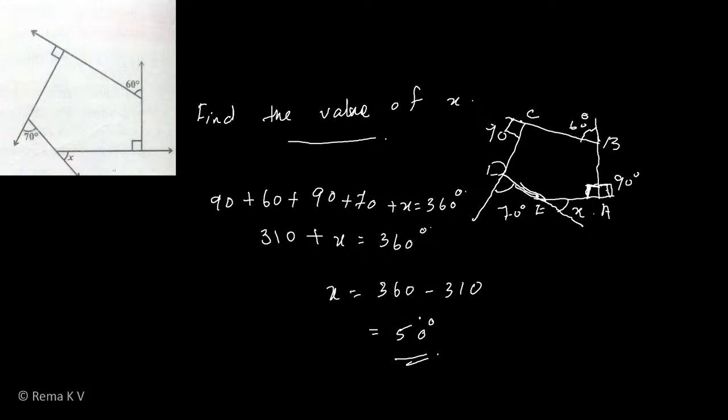Okay, let us move to the next one now. The next one is: find the measure of each exterior angle of a regular polygon of 9 sides. First one is 9 sides and the second one is 15 sides.